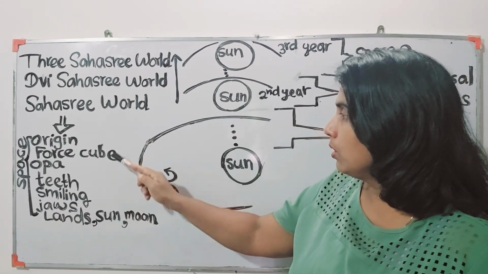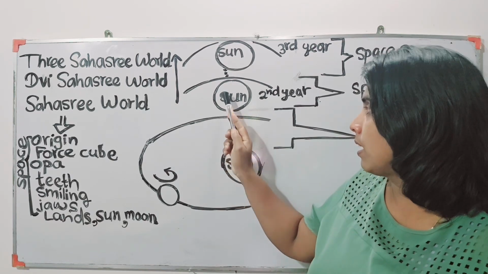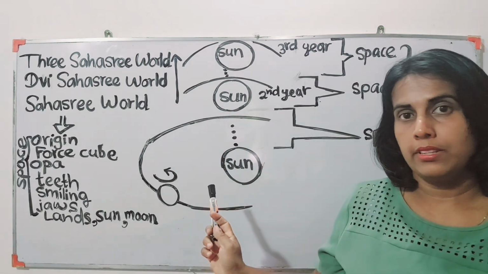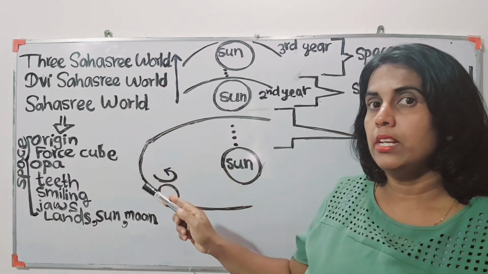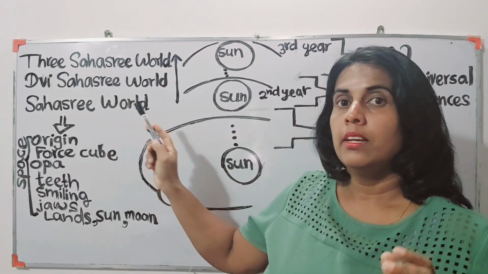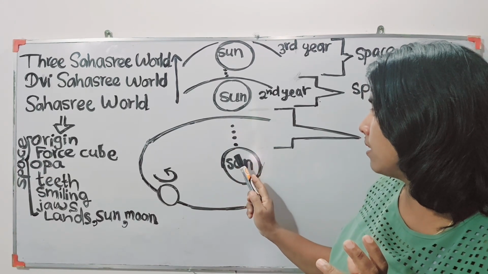Using the human brain only, the suns are also created. Now, according to the Sahasrari world's explanations, we live in the Sahasrari world. There are 999 suns above our sun.